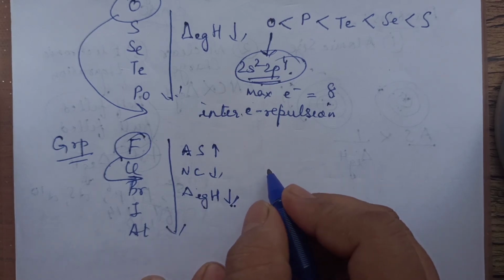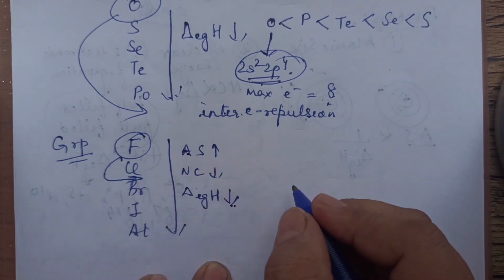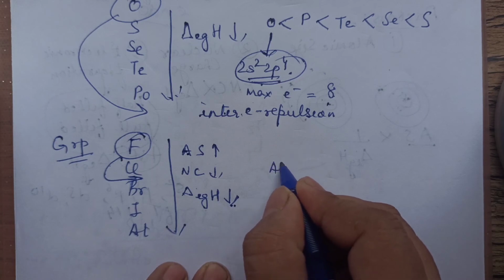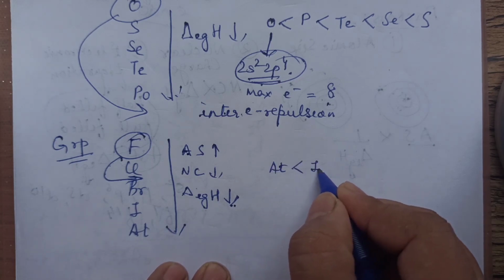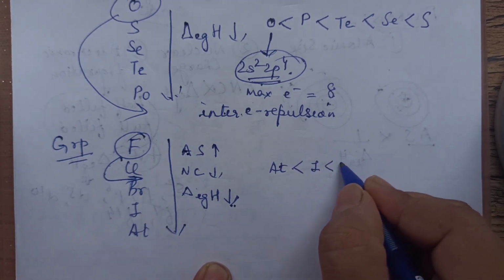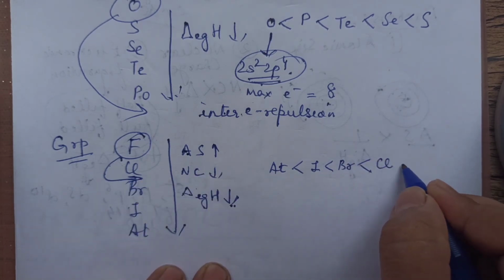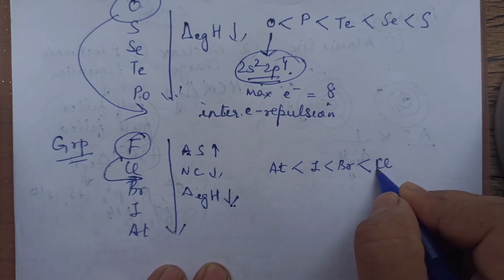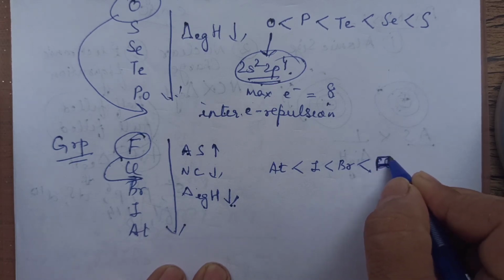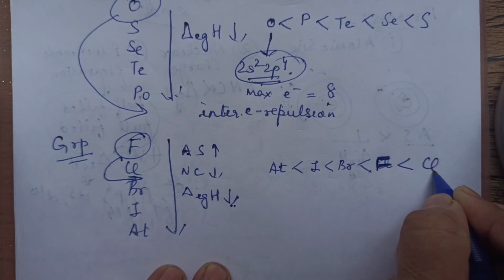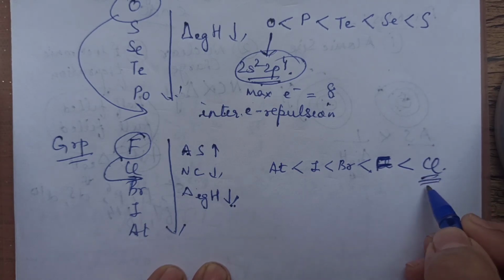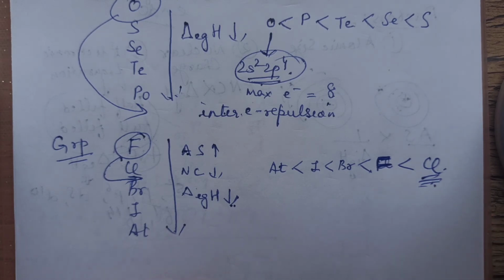So what is the order here, children? Down the group we know it is decreasing. That means astatine is the lowest. Then you have iodine. Then you have bromine. After bromine is chlorine. After this is fluorine, and you will have the maximum as chlorine. This is very, very important, children. Chlorine has the highest electron gain enthalpy in the periodic table also.